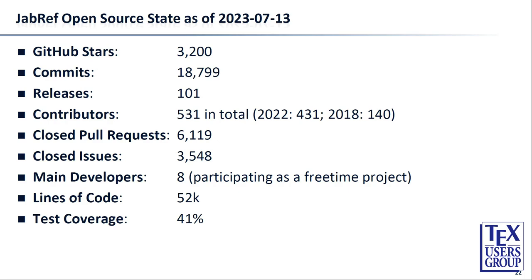And then 6,000 closed pull requests and closed issues, and the core group is 8 people running the project, but all of them in their free time somehow. So sometimes there's a delay in answering, but we try to keep up. And it's roughly 52,000 lines of code. And we also do have tests, because proper software engineering needs to have tests.